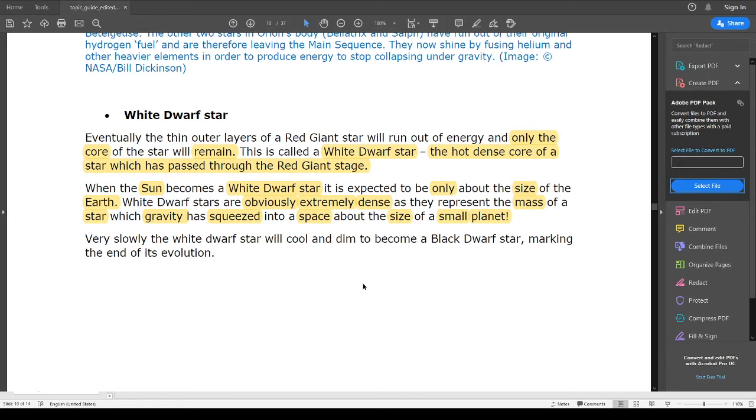Alright. Now I'll go to black dwarf in a minute, but I want to say one more thing about this density.